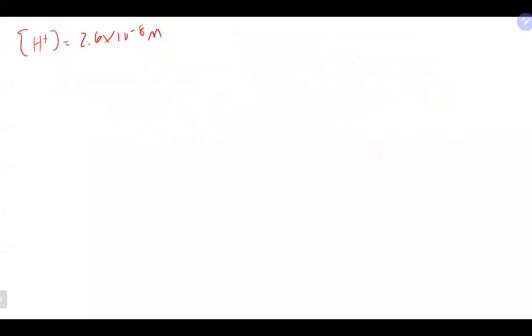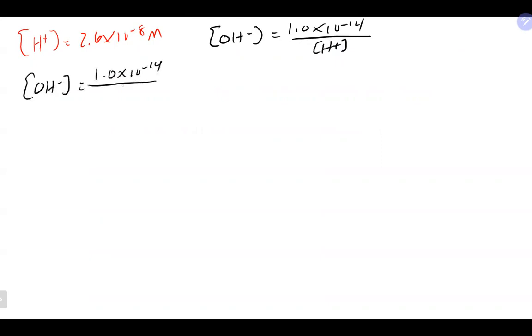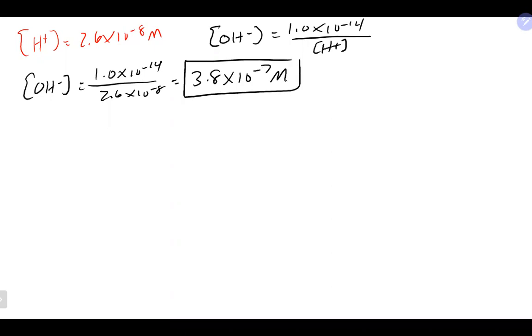Taking a look at the next one. Once again, we're given the H plus concentration. That means our OH minus concentration will equal 1 times 10 to the minus 14 divided by our H plus. So putting in our numbers here, and using our exponent button again, dividing by 2.6 to the minus 8, we end up with 3.8 times 10 to the minus 7. Once again, the units here would be molarity.